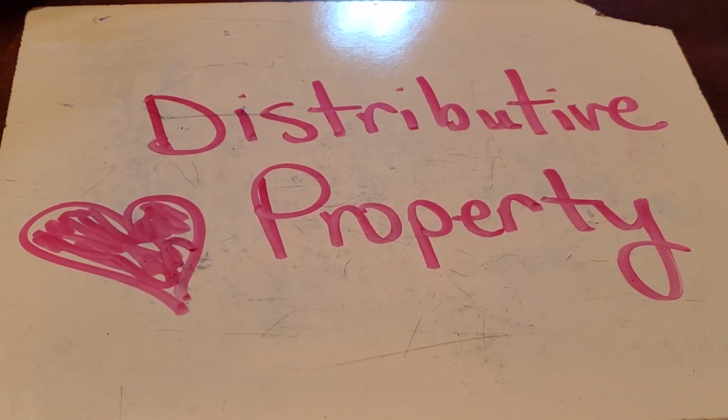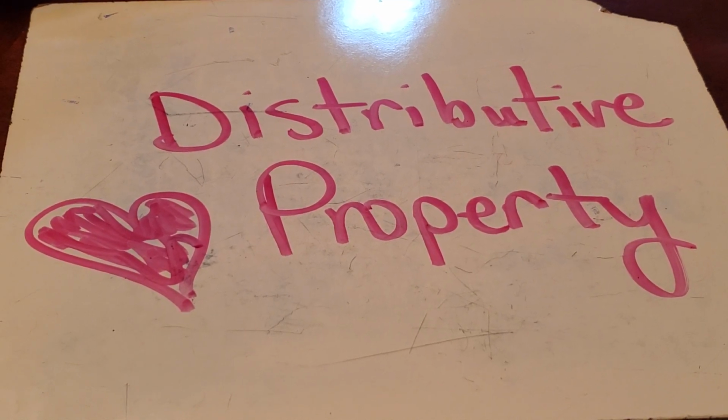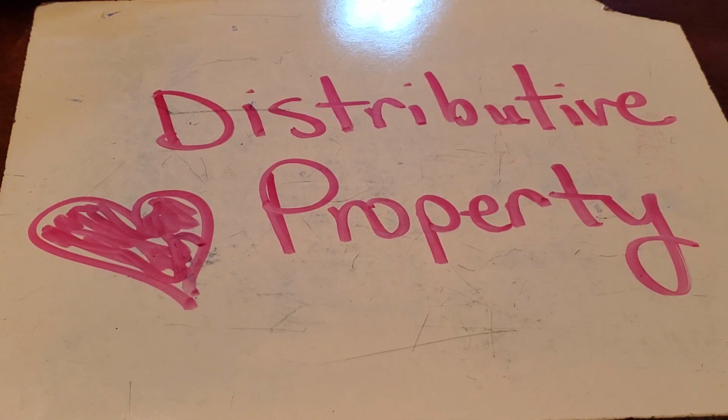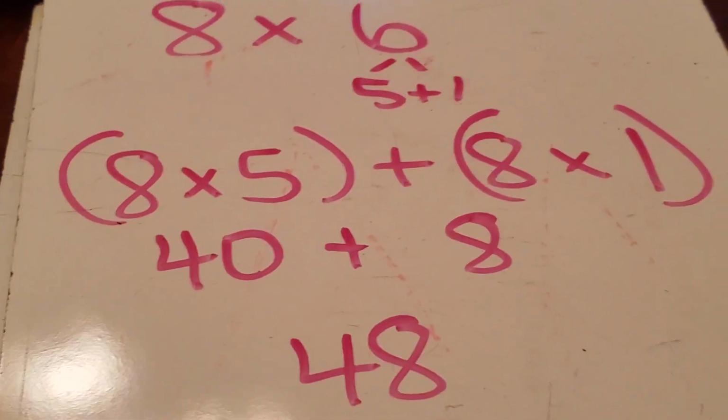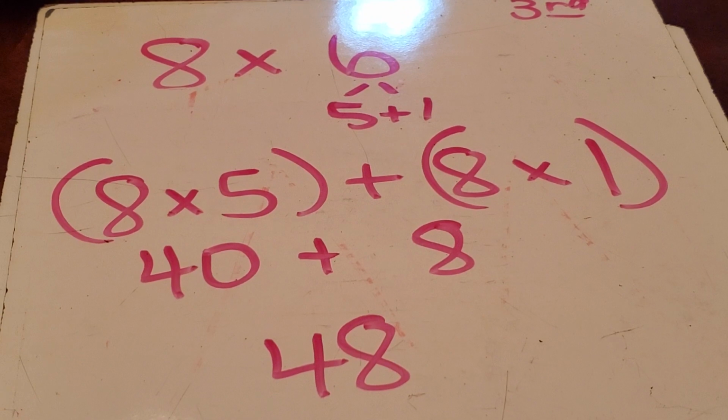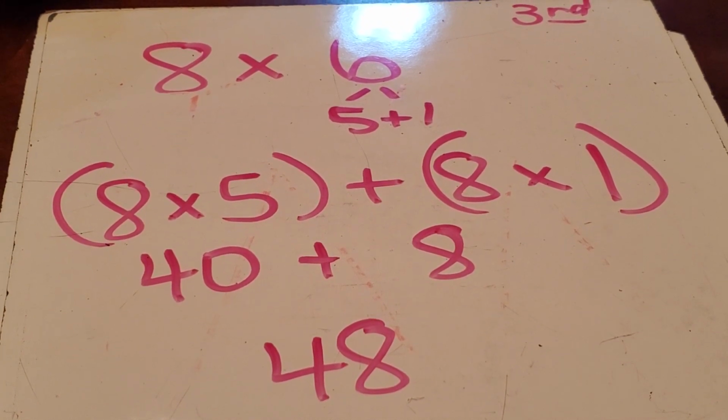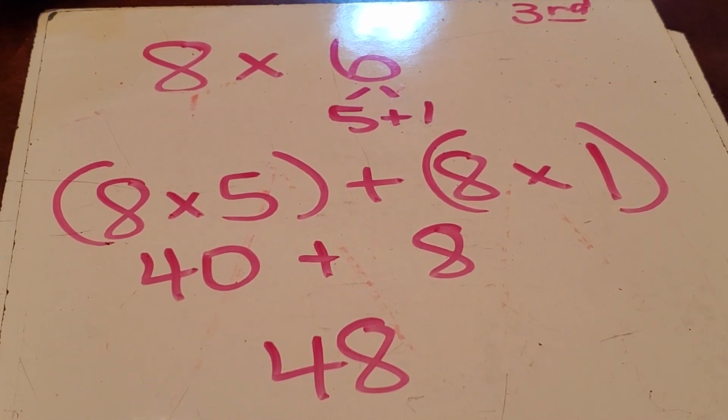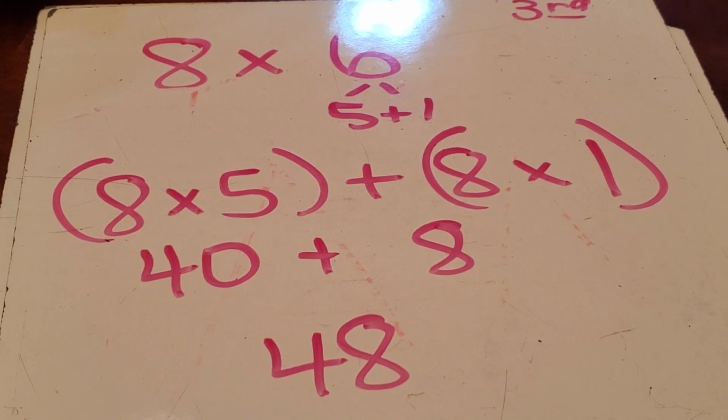Okay, some distributive property love today. We love the distributive property. It is so helpful. All right, so here I've got some distributive property about what it might look like for a third grader. All right, we have 8 times 6.